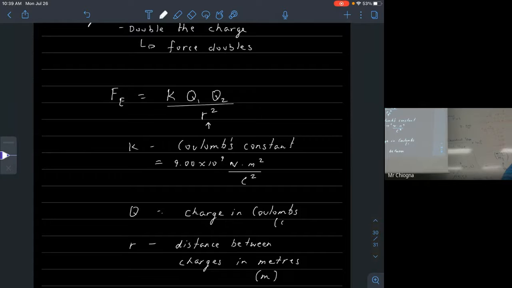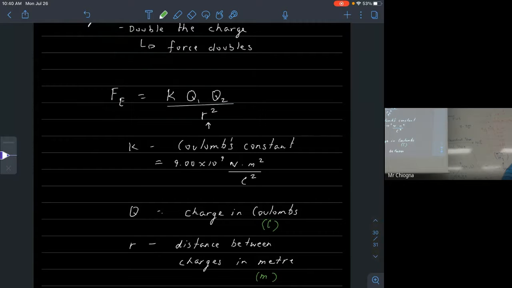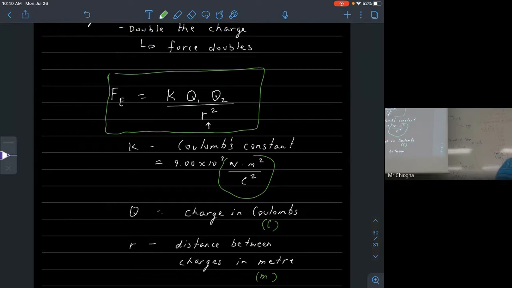Coulombs. I'll put that in green. You're going to get mixed up with the, this is in coulombs. This is in meters. Okay, so this should have been all in green. That's your unit. Very similar to Newton's law for gravity, except it's a different constant.